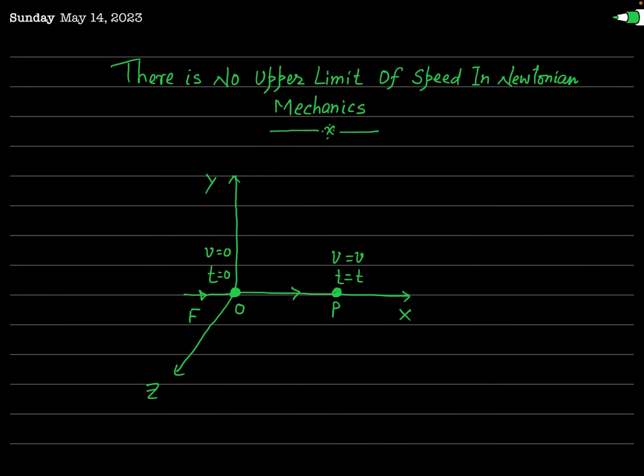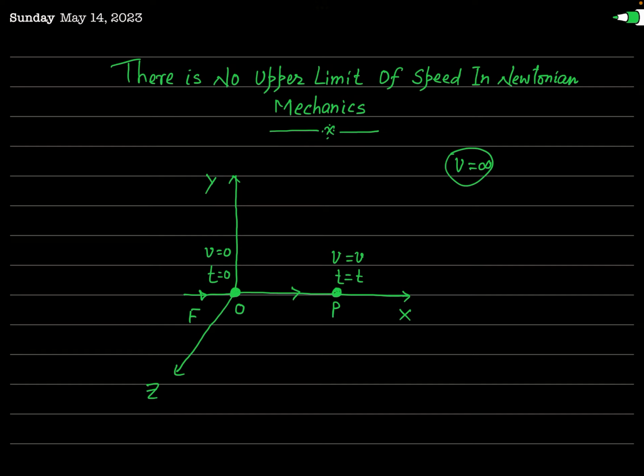In today's short video, we are going to see a very important fact that in Newtonian mechanics there is no ultimate speed of a particle. It means you can say that in accordance with Newtonian mechanics, the speed of a particle v may be infinity. Now let us try to explain this fact.